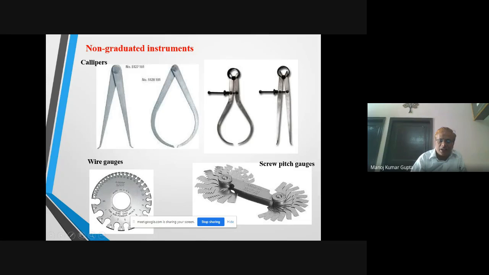50 is the diameter of the wire, and this 1 is the diameter of the wire. 2 is the diameter of the wire. The hole into which the wire inserts nicely gives the diameter of the wire.